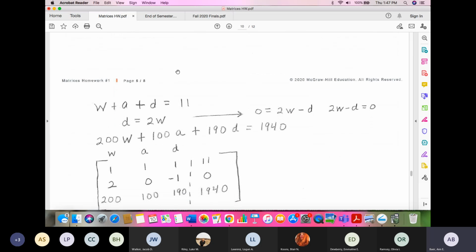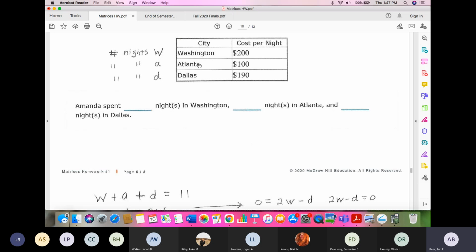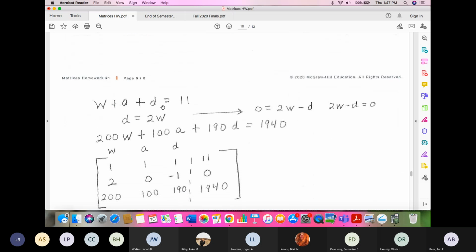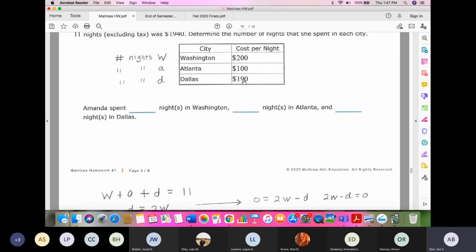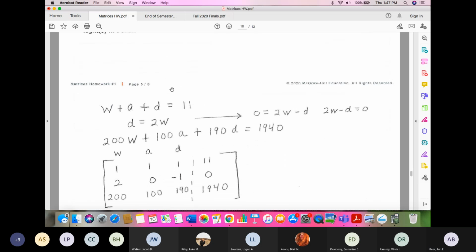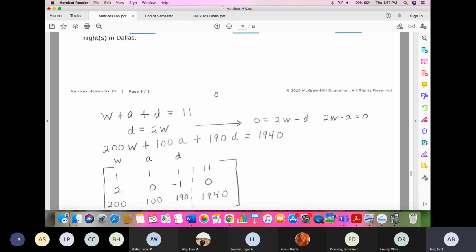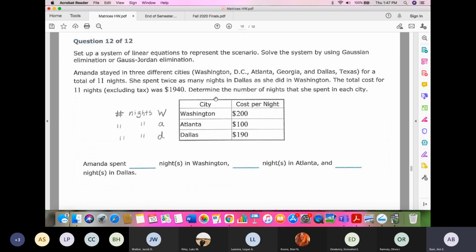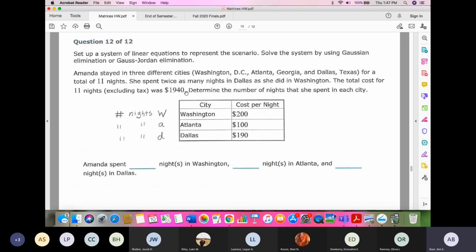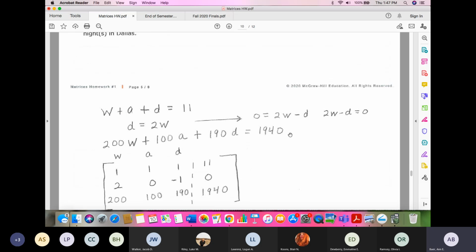Keeping up with that pattern, we would then take 100 times Atlanta, we're letting be A, 100 times A. What about Dallas? 190 times D. And how much does that total bill cost? Let's see, $1,940. I wanted to pick a problem you could relate to.